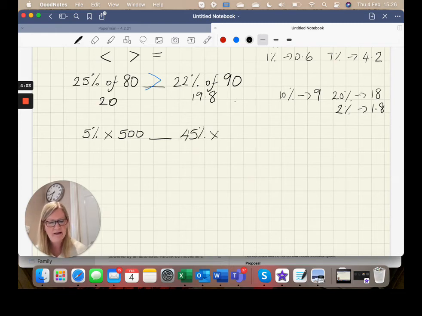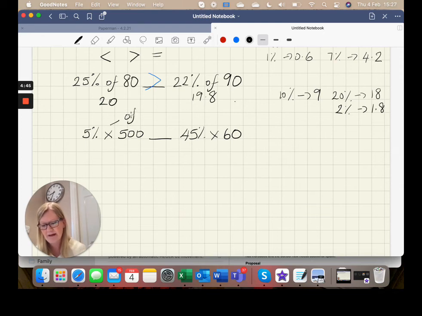45%. Now, remember when we were talking about fractions, times or multiplied by has exactly the same meaning as of. Okay, so if it was a third of 60, we could write it as a third multiplied by 60. It's a third of a group of 60. It's exactly the same with percentages. So if you see a multiplication, please do not start multiplying 5 by 500. It means 5% of. Remember, a percentage is another way of expressing a fraction. So they both mean of.